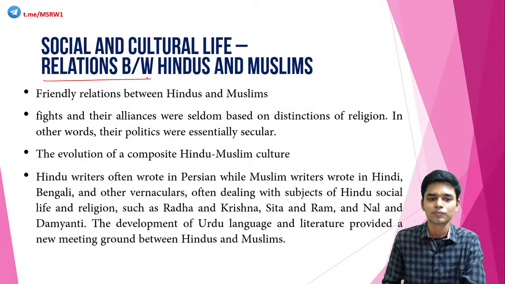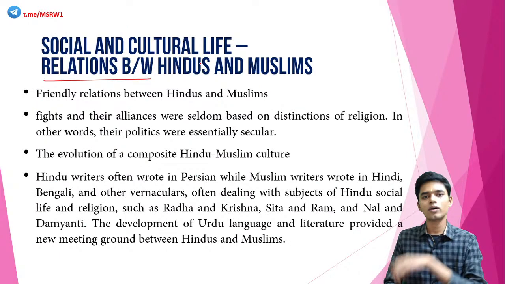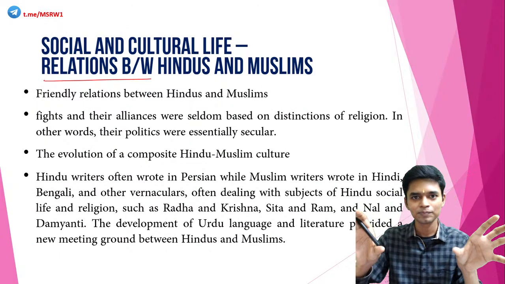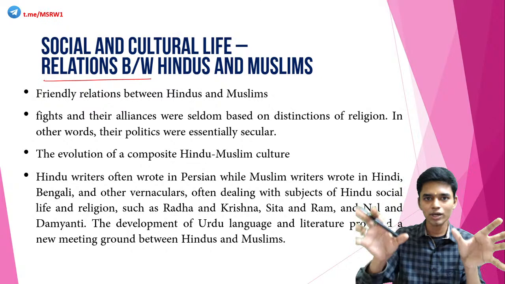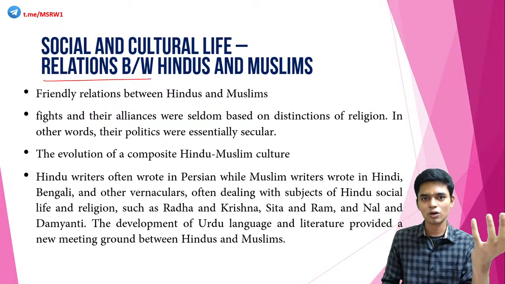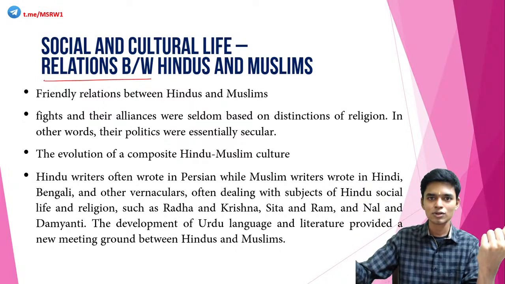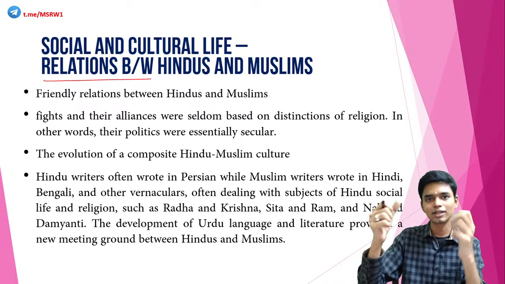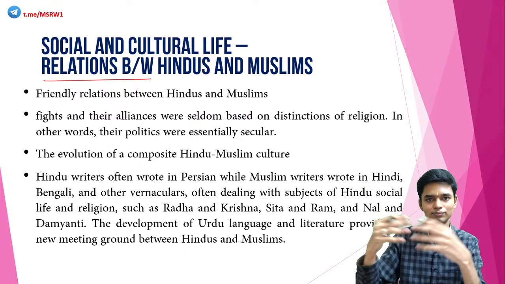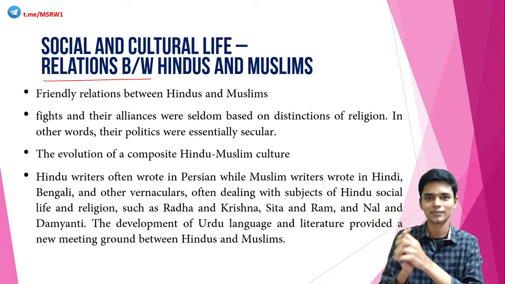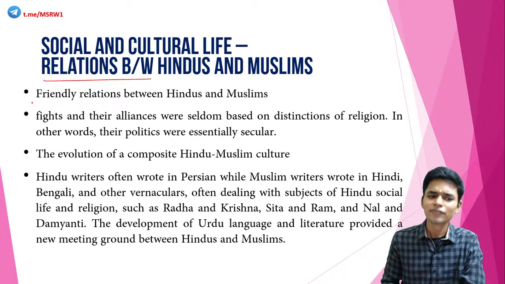Now, we saw Hindus and Muslims and what happened among them, but now we are going to see what was the relationship between them. Okay, earlier we saw the caste system was very rigid among Hindus, and say in Muslims it was Shias and Sunnis, etc., etc. So now we are going to see how Hindus and Muslims were towards each other. Okay, friendly relations.